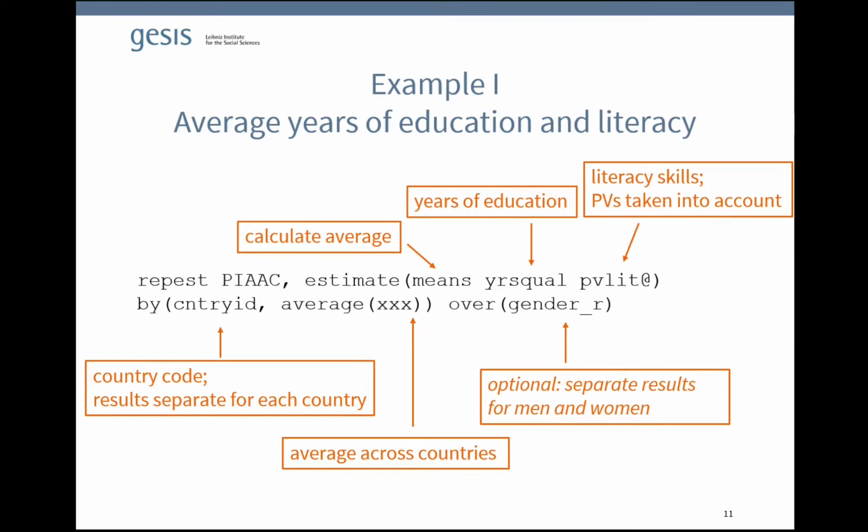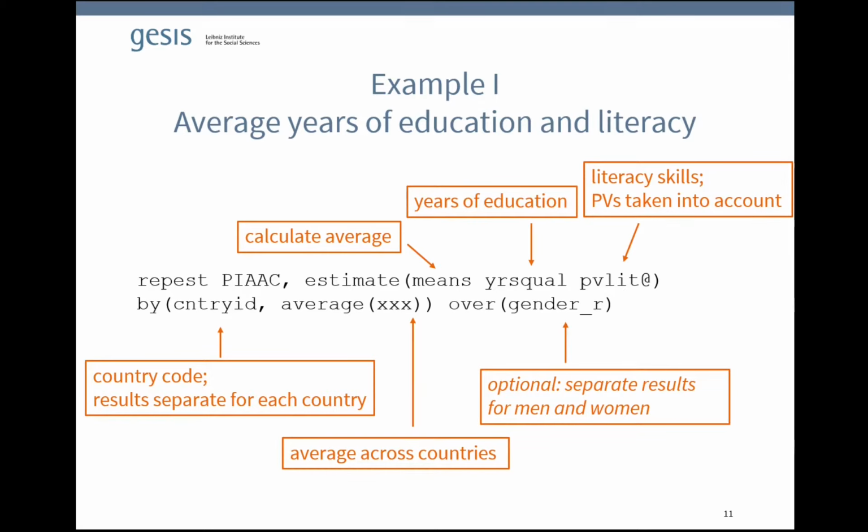And one important remark here. Any plausible value variables must be included using an @ character in place of the plausible value number. The @ character indicates the presence of a variable with plausible values and will automatically include a loop over the right number of plausible values, in our case 10.